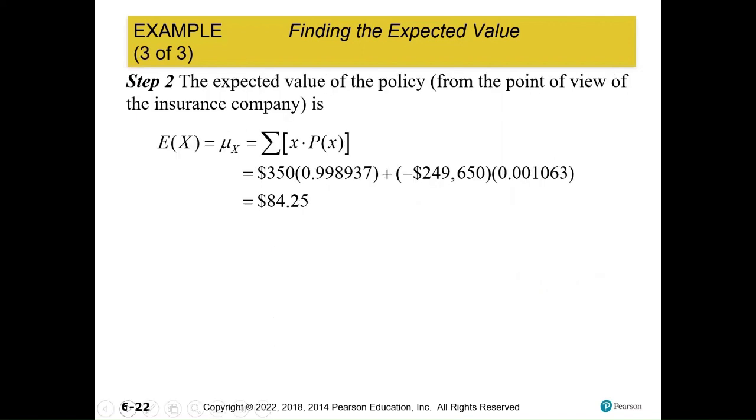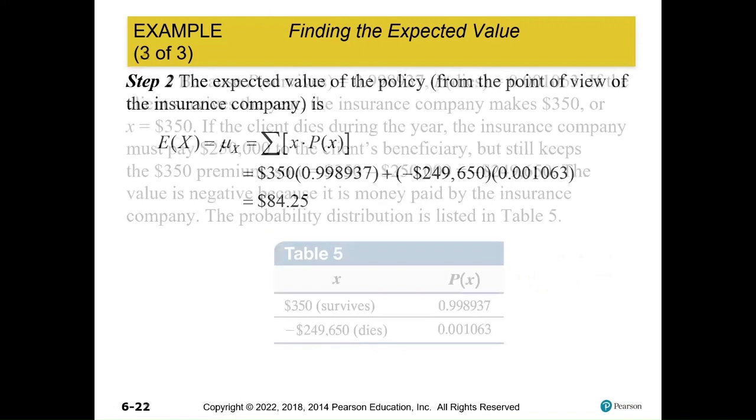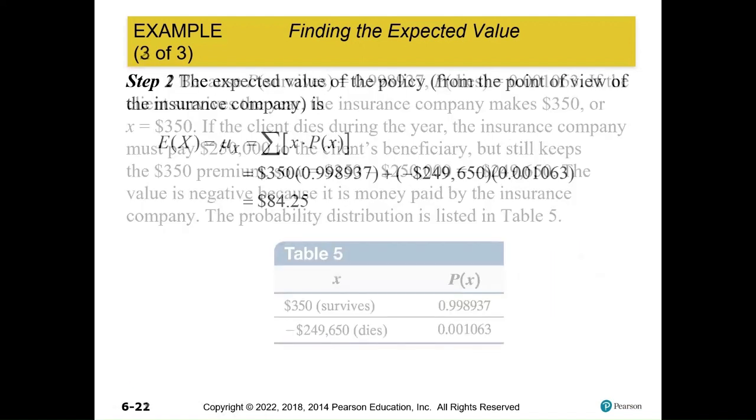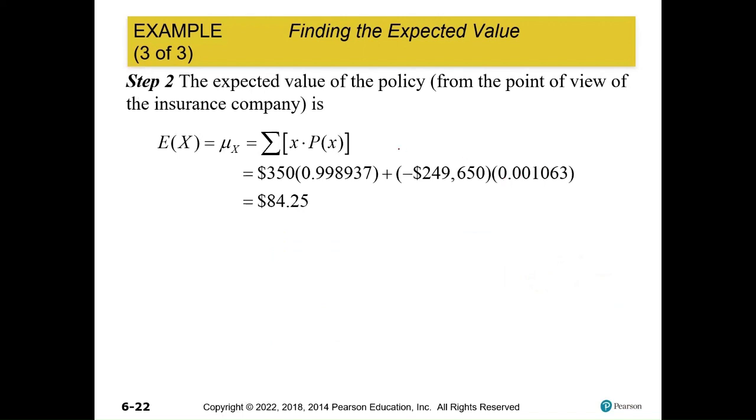All right, so then we have to find the expected value. We're just going to multiply 350 times its probability, negative 249,650 times its probability, and add the two values together. Based on this, if they were to work with all 18-year-olds, their overall expected value is to make $84.25. So they're going to offer those policies to those 18-year-olds because they're going to bank money in the end.